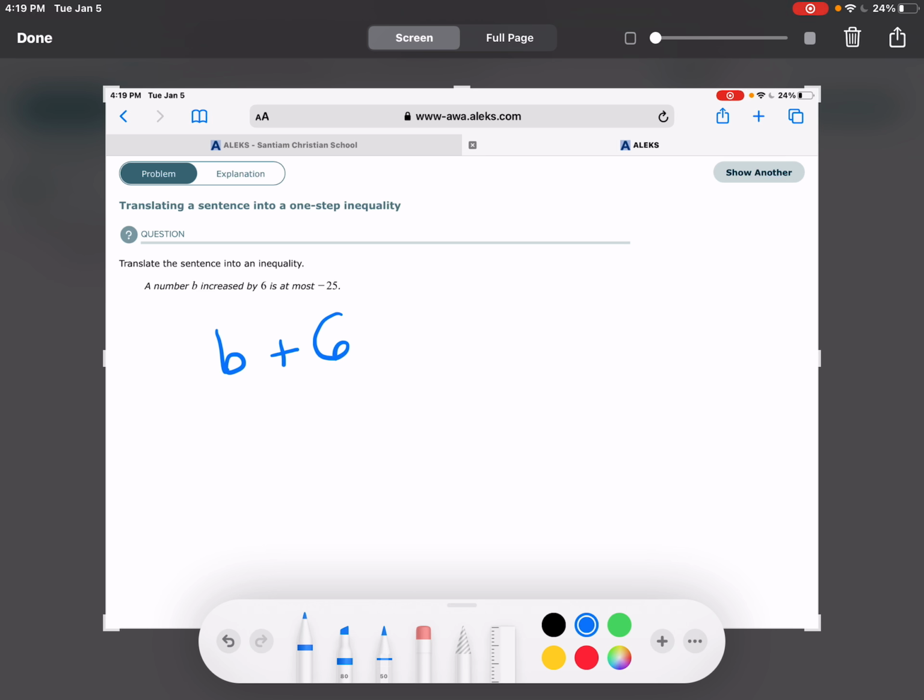Tricky to write, different. Is at most, okay? So is at most. It could get to negative 25, so obviously we're not talking about dogs, but it could get to negative 25, but that's the most it could ever be. So that means it could be less than that, and it means it could equal that. And so this is what my sentence is going to look like. B plus 6 is less than or equal to negative 25.